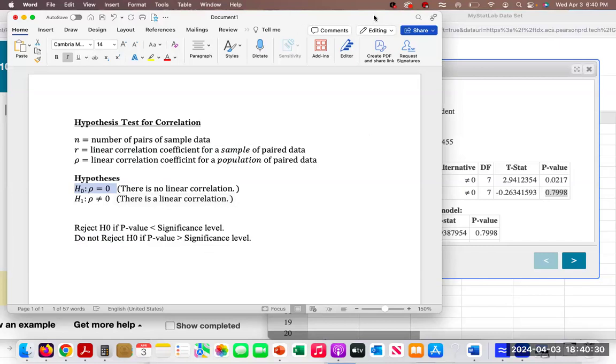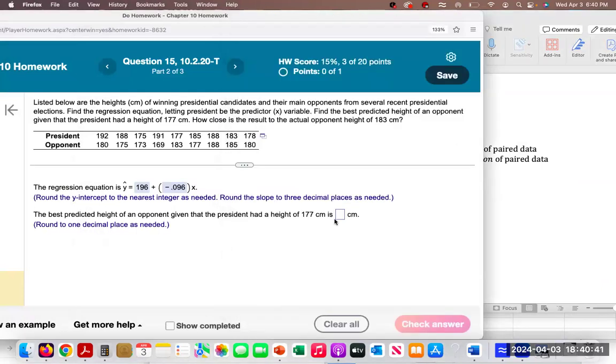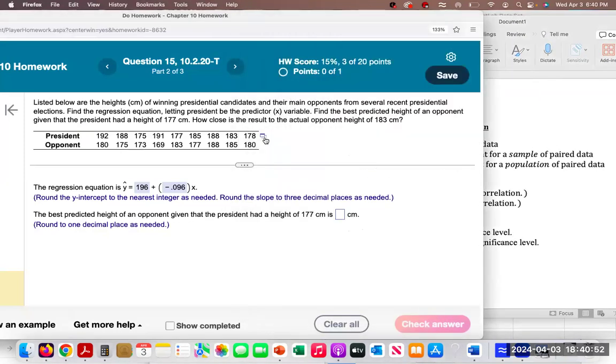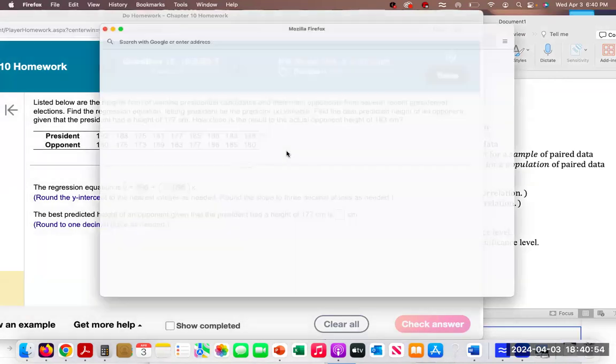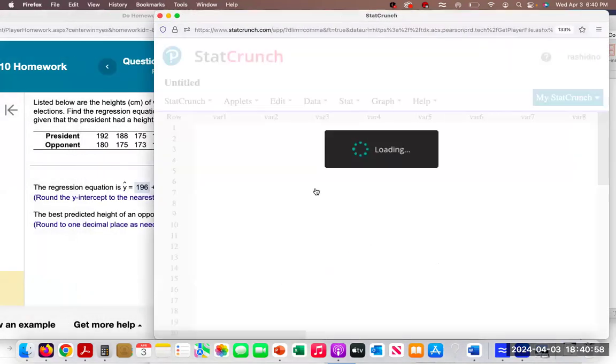So we won't be able to use the regression line to make a prediction because we just showed that there is no linear correlation between the two variables. So the best predicted height for the opponent would be to find the mean. You can either do this using a calculator or you can use StatCrunch. We can open it in StatCrunch and we can find the mean of the opponent.